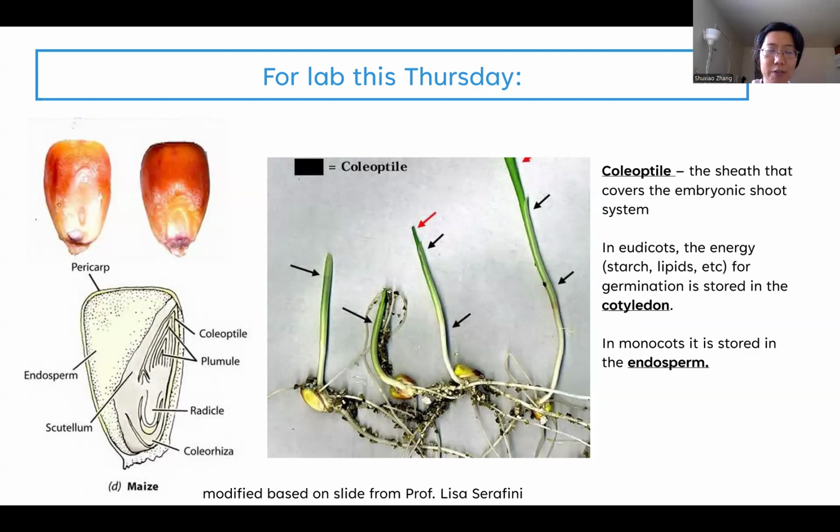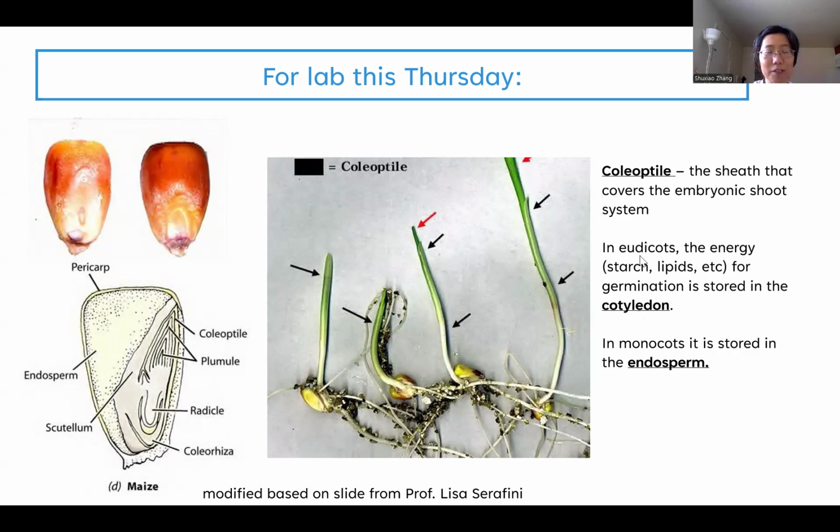thing is in eudicots, the energy for the seed is stored in the cotyledon, and in monocots, it is stored in the endosperm. What happens in eudicot is there is an endosperm to begin with, and then the energy in terms of starch or lipid or sugars gets then transferred into the cotyledon, and then the endosperm sort of goes away.